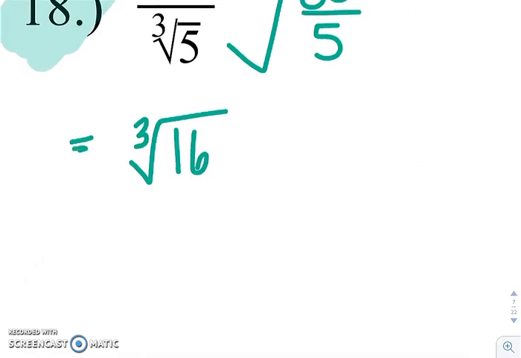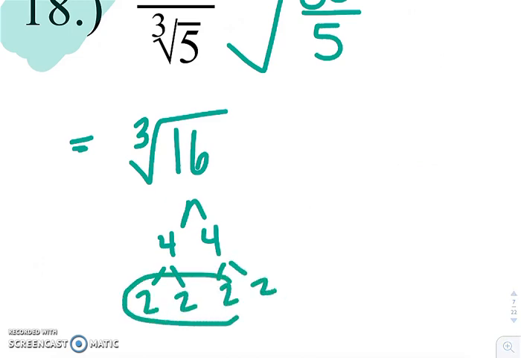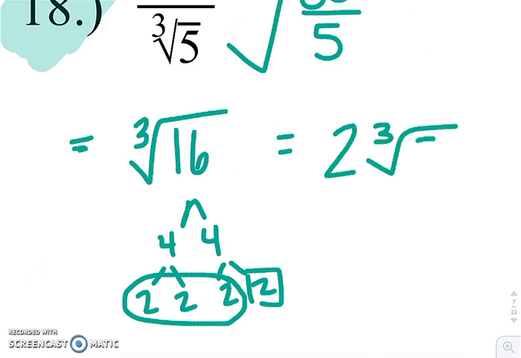That's not a perfect cube, so if we factor it out, 4 and 4, 2 and 2, we're looking for groups of 3 things. So one group of 2, 1 is left. So this becomes 2 cubed root 2.